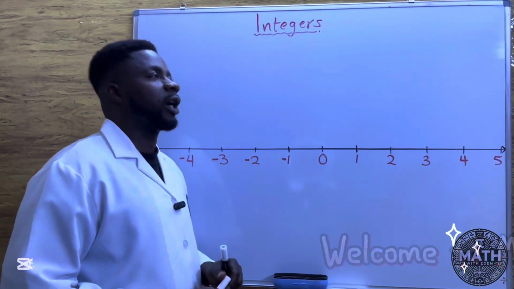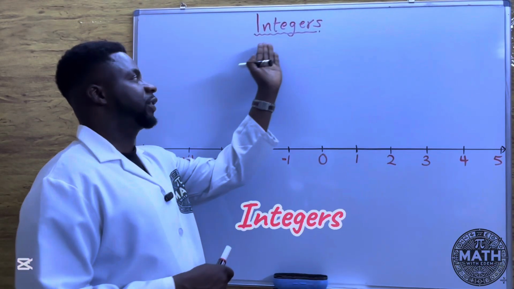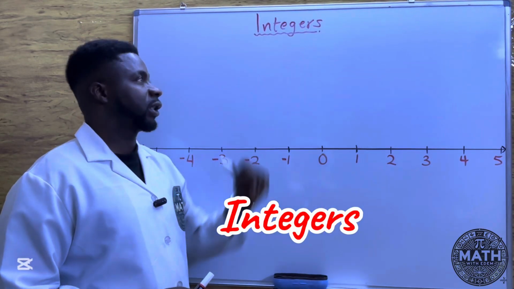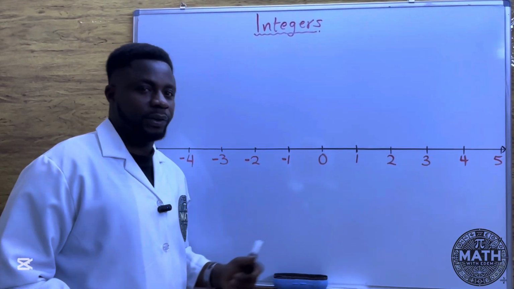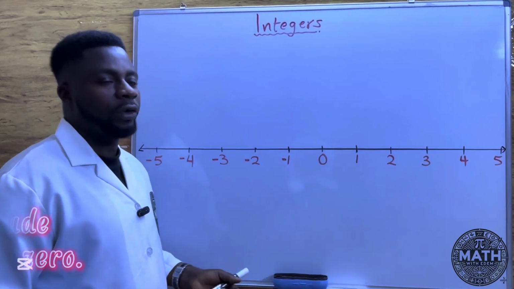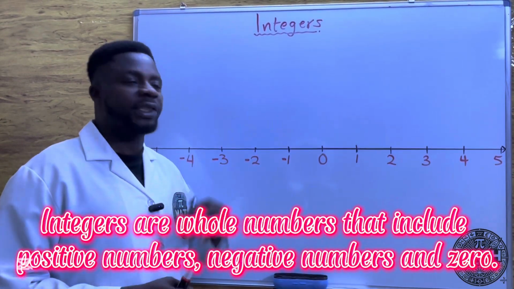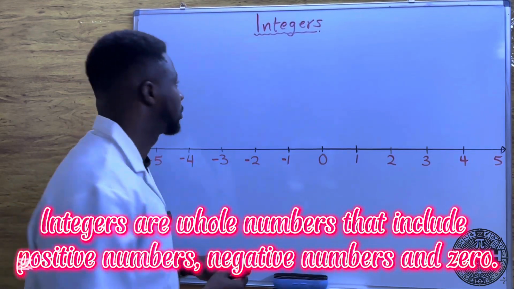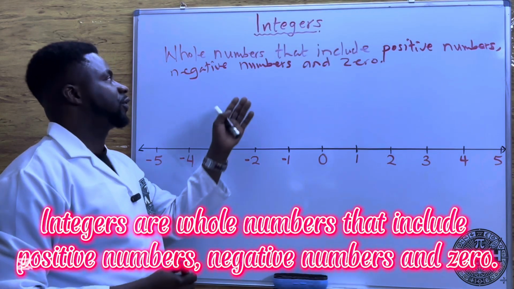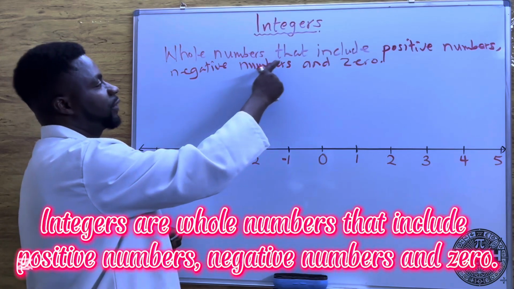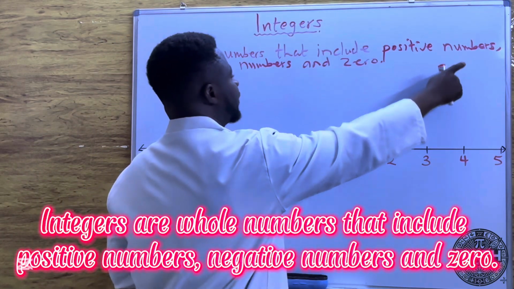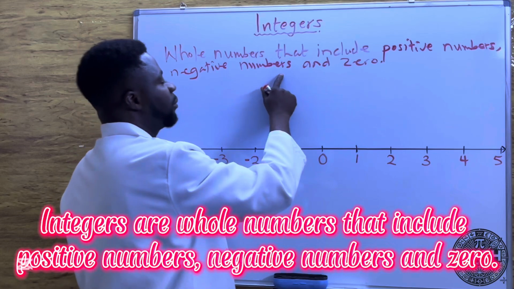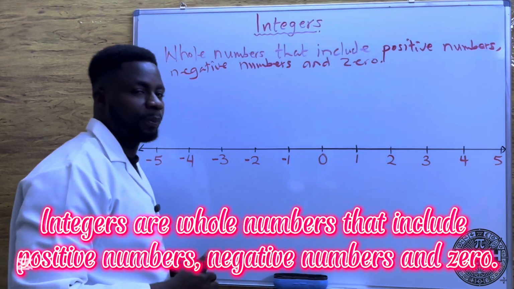In this tutorial, we are going to be learning about integers. So what are integers? Integers are whole numbers that include positive numbers, negative numbers, and a zero. So we said integers are whole numbers that include positive numbers, negative numbers, and then a zero.